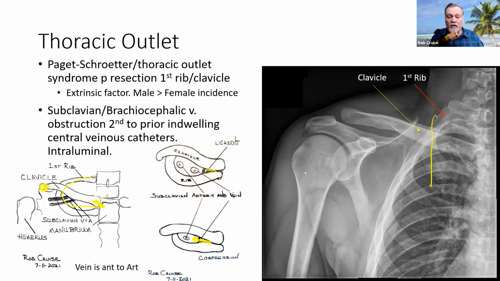All right, so in order to fix that, they'll go in and take a piece of the bone out. They'll do a resection, okay, and whatever part's pinched is no longer pinched. Now, intrinsic, if you have an intrinsic vessel, right?